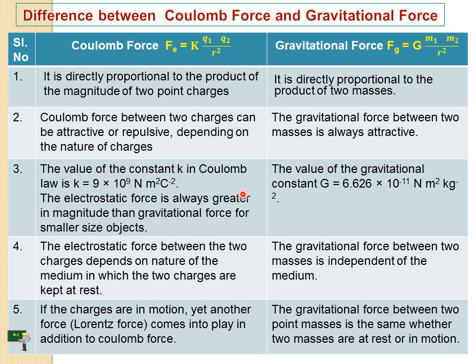The value of the constant K in Coulomb law is 9 into 10 to the power 9 N m square C minus 2. The value of gravitational constant G in gravitational force is 6.626 into 10 to the power minus 11 N m square kg minus 2. Do you know the electrostatic force is always greater in magnitude than the gravitational force for smaller size objects.